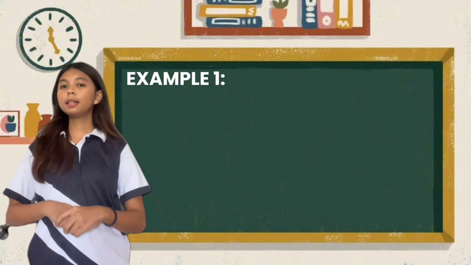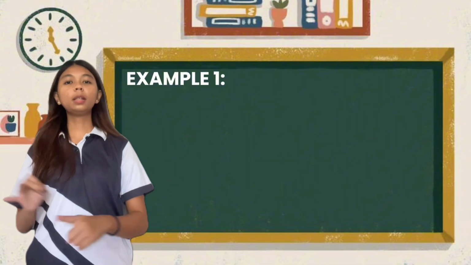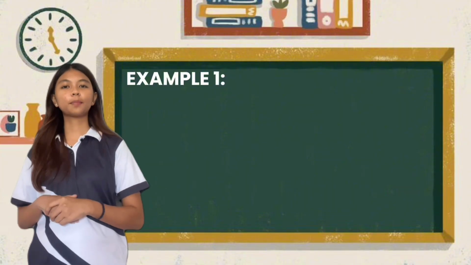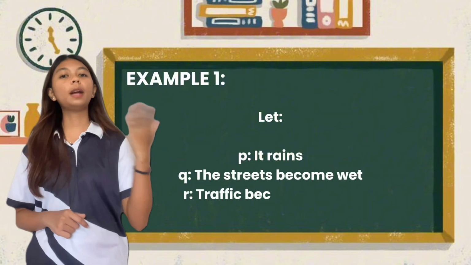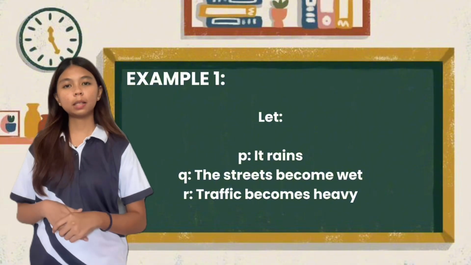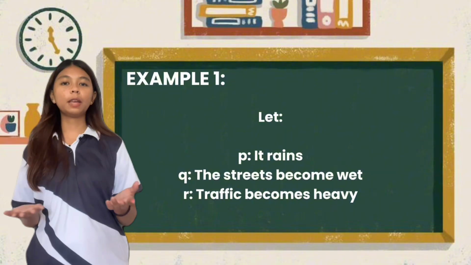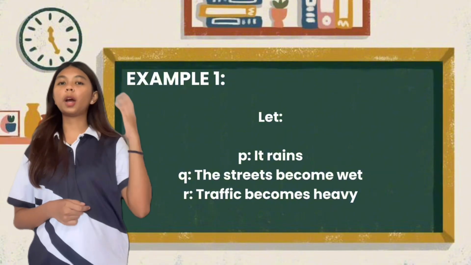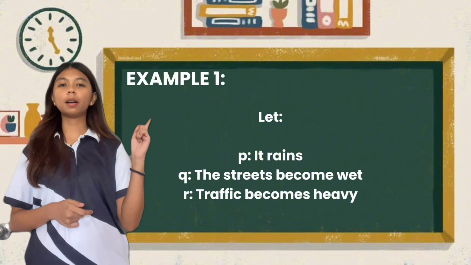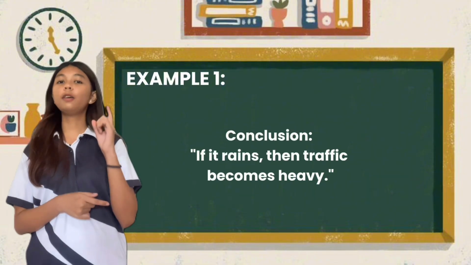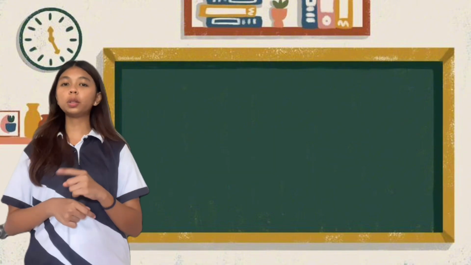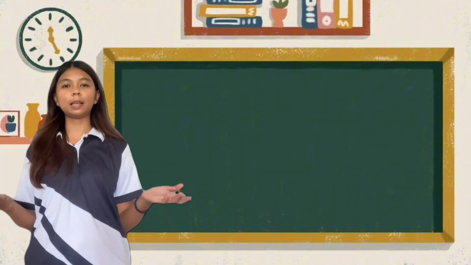Now, let's identify what is our P, what is our Q, and what is our R. So what is our P? Our P is, it rains. And our Q, the street becomes wet. And our R, traffic becomes heavy. So we are given P then Q, and Q then R. So we can conclude that if it rains, then traffic becomes heavy. That is the result of hypothetical syllogism.